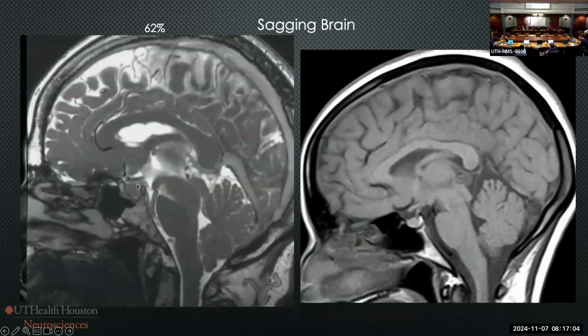Because of this midbrain descent, the distance between the mammillary bodies and the pons has decreased. The pontomesencephalic angle has become acute. And the amount of CSF in the prepontine cistern has dramatically decreased. Despite all of this mass effect looking imaging, we have really prominent veins, right? So it's not just mass effect, but the veins are enlarging because the brain is slumping.